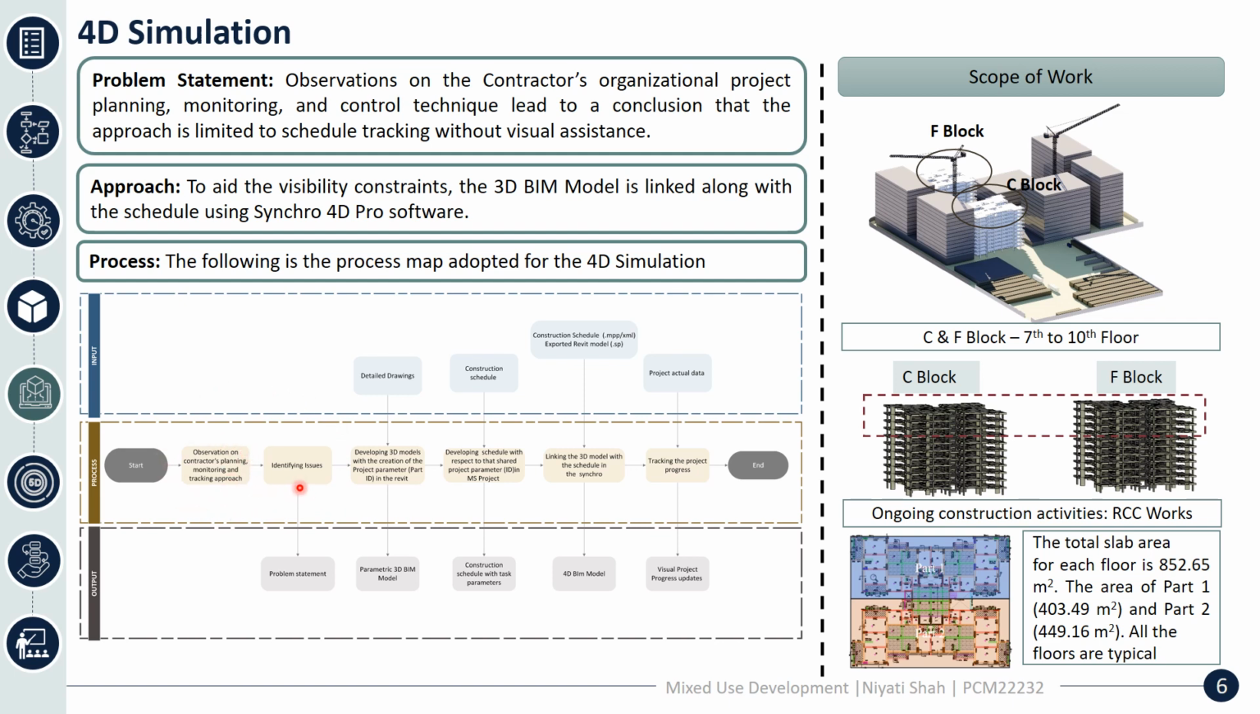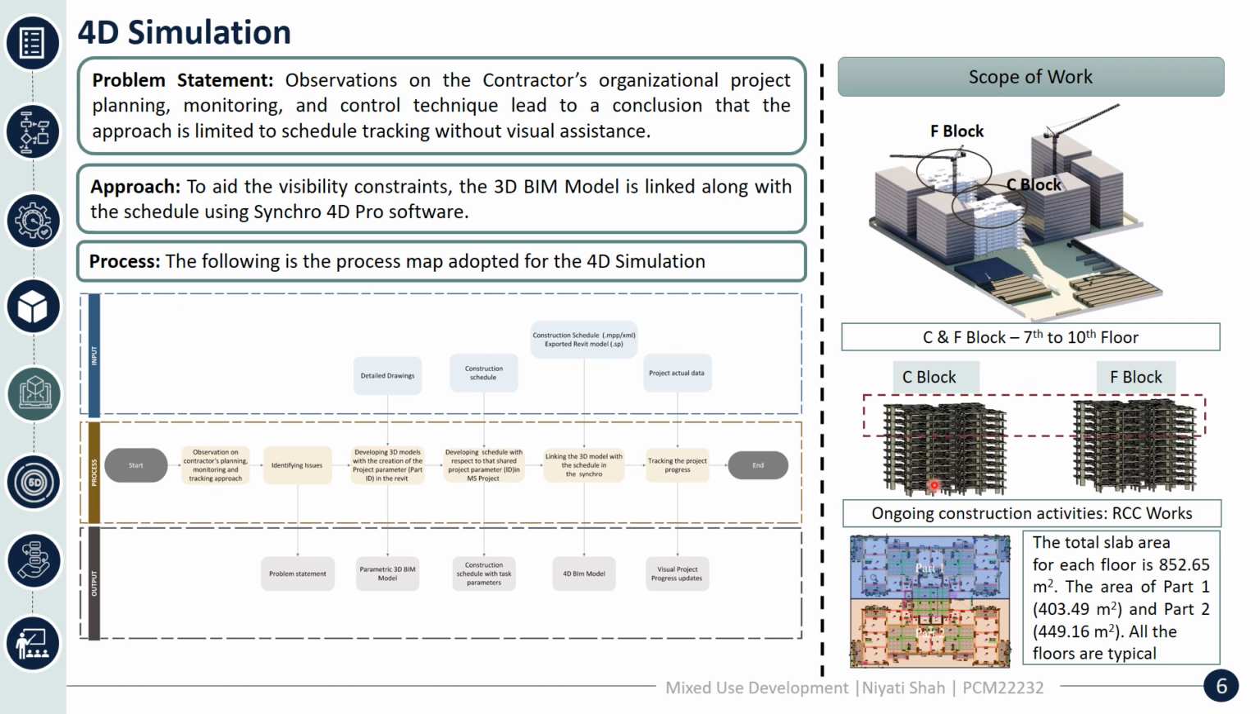First of all, the observation has been made, and the problem statement was identified, which is that visual assistance is required. Developing 3D models with parametric project parameters in Revit with the help of the detailed drawings that have been obtained. A schedule is prepared with respect to those shared parameters, and the model is linked with the schedule in Synchro. The 4D simulation is obtained and we can track the project progress in it. The scope of work which we have taken for the 4D simulation is C and F block, 7th to 10th floor.